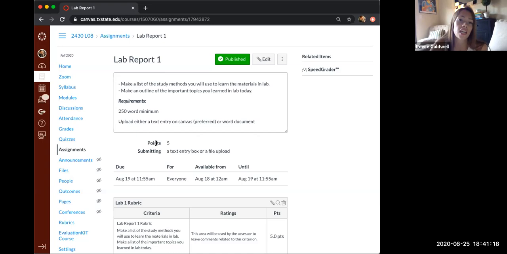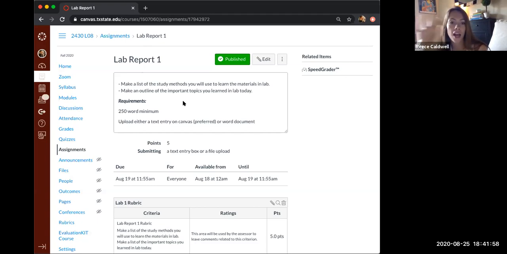Make a list of the study methods you'll use to learn the materials in the lab. So you can write like, I'm going to make note cards, I'm going to study at this time, whatever. And then make an outline of the important topics you learned in lab today. Again, that can be bullet point. You can write like abduction and then the definition. Don't copy and paste it. It needs to be put into your own words. So don't copy my PowerPoints and then type it. I will be reading through these. Also, on these lab reports, if you have a memory trick that I didn't use, highlight it.